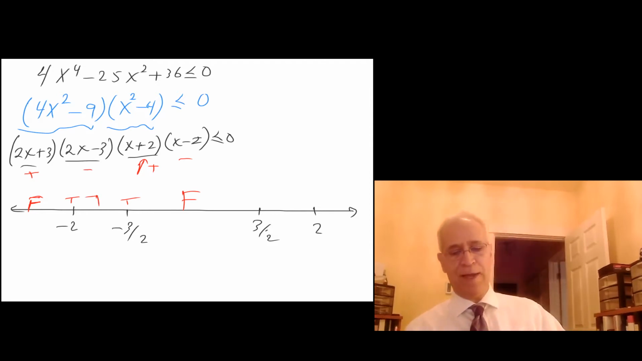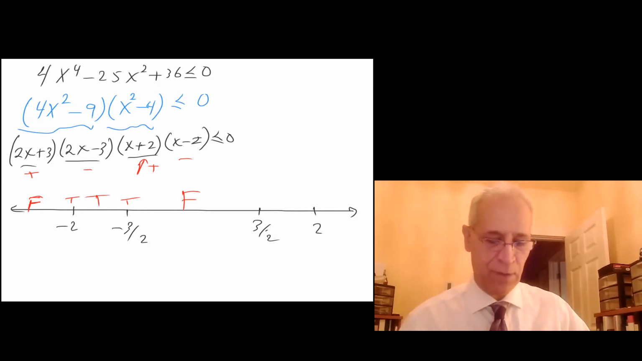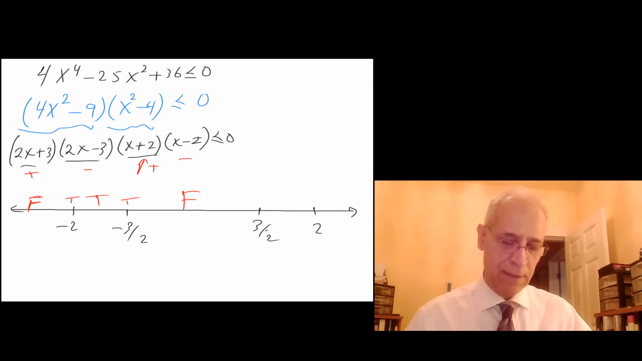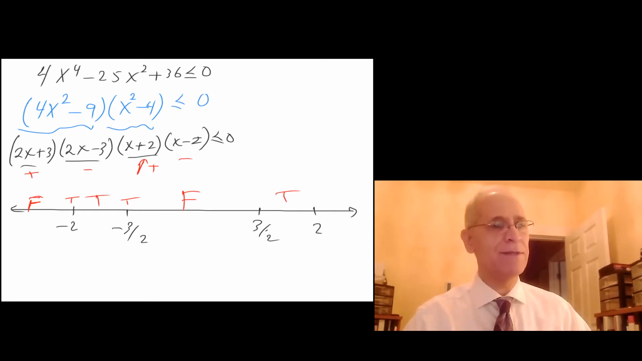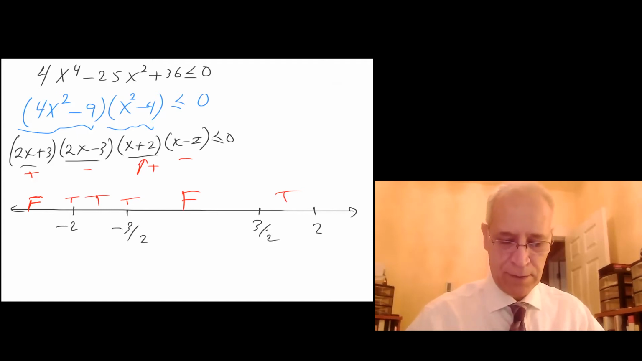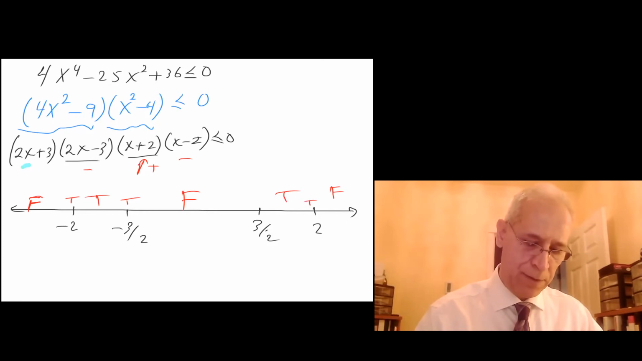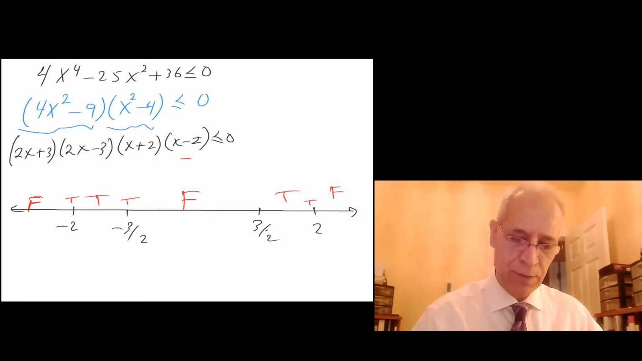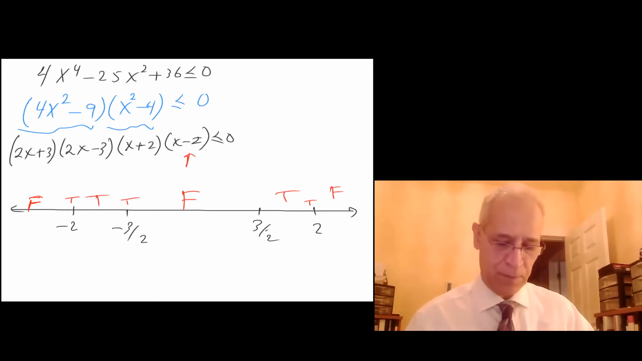Between 3/2 and 2, let's say 1.9, okay, that gives me, yep, true. And after 2, let's say 3, plug in 3. This is going to be positive, positive. Well, everything is going to be positive, so false, no solution. And 2 itself gives me true. Why is that? Because when you plug in 2 in here, you get a 0, and 0 times anything is 0.